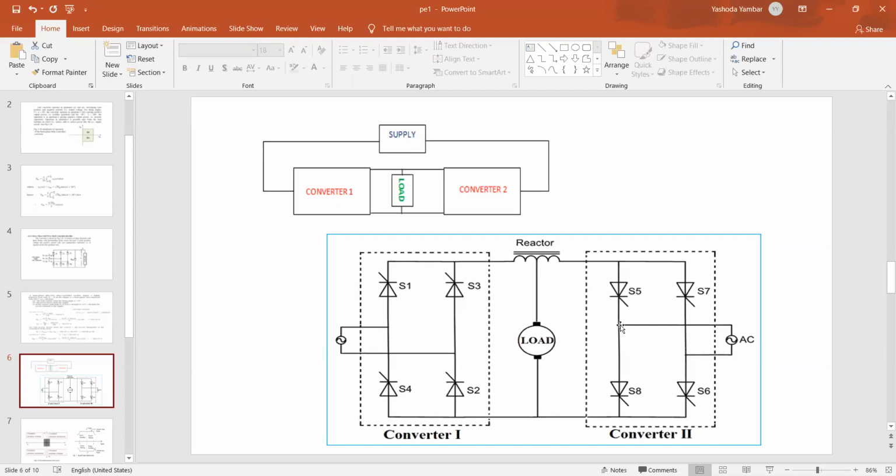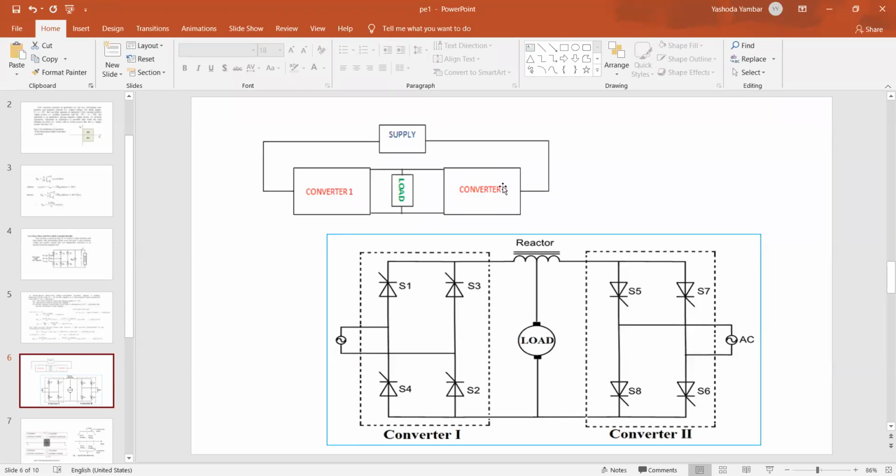Dual converter is classified into non-circulating current mode and circulating current mode. Which type of connection we use practically is the circulating current mode. We will also see the basic difference. In the basic block diagram, if this is the motor, the dual converter contains converter 1 and converter 2, both fully controlled converters. If one converter is acting as a rectifier, the other will be the inverter.